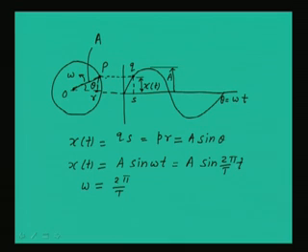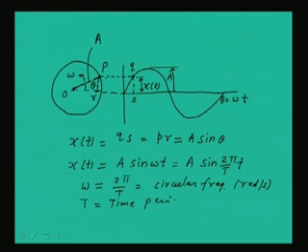This particular frequency is called circular frequency, and its unit is radian per second. T is the time period, which is in seconds, and the inverse of the time period is called frequency, the unit of which is hertz or cycle per second.